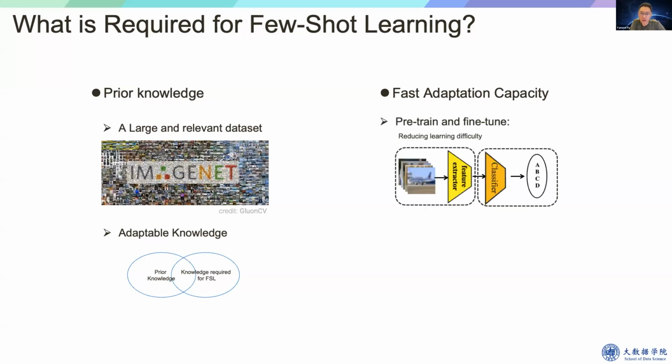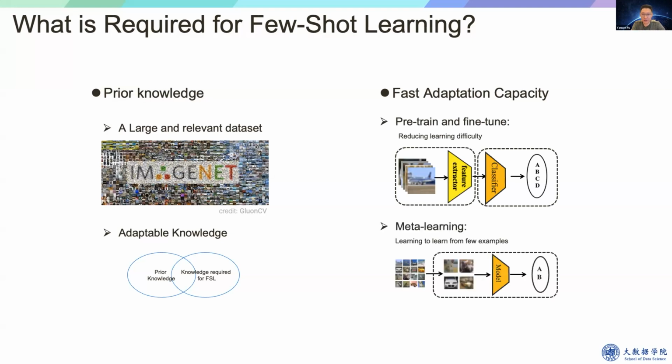The straightforward pre-training fine-tuning pipeline uses the large base dataset to train a feature extractor and only trains the classifier when adapting to novel classes, to reduce the learning difficulty. And Tim gave a very good survey about meta learning. Meta learning aims to learn the fast adaptation capacity from few examples on the base dataset, such that it is more intelligent at learning from few examples than the standard learning framework.